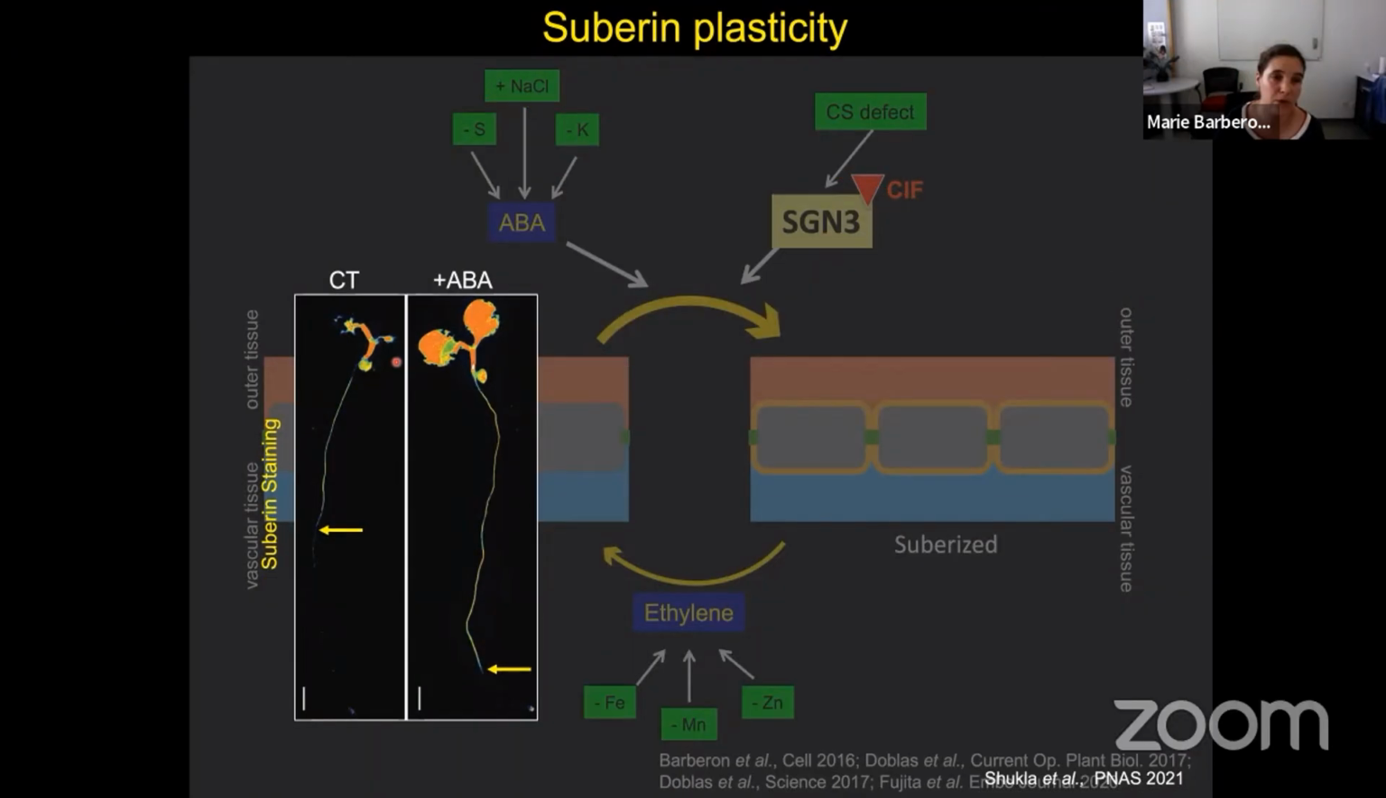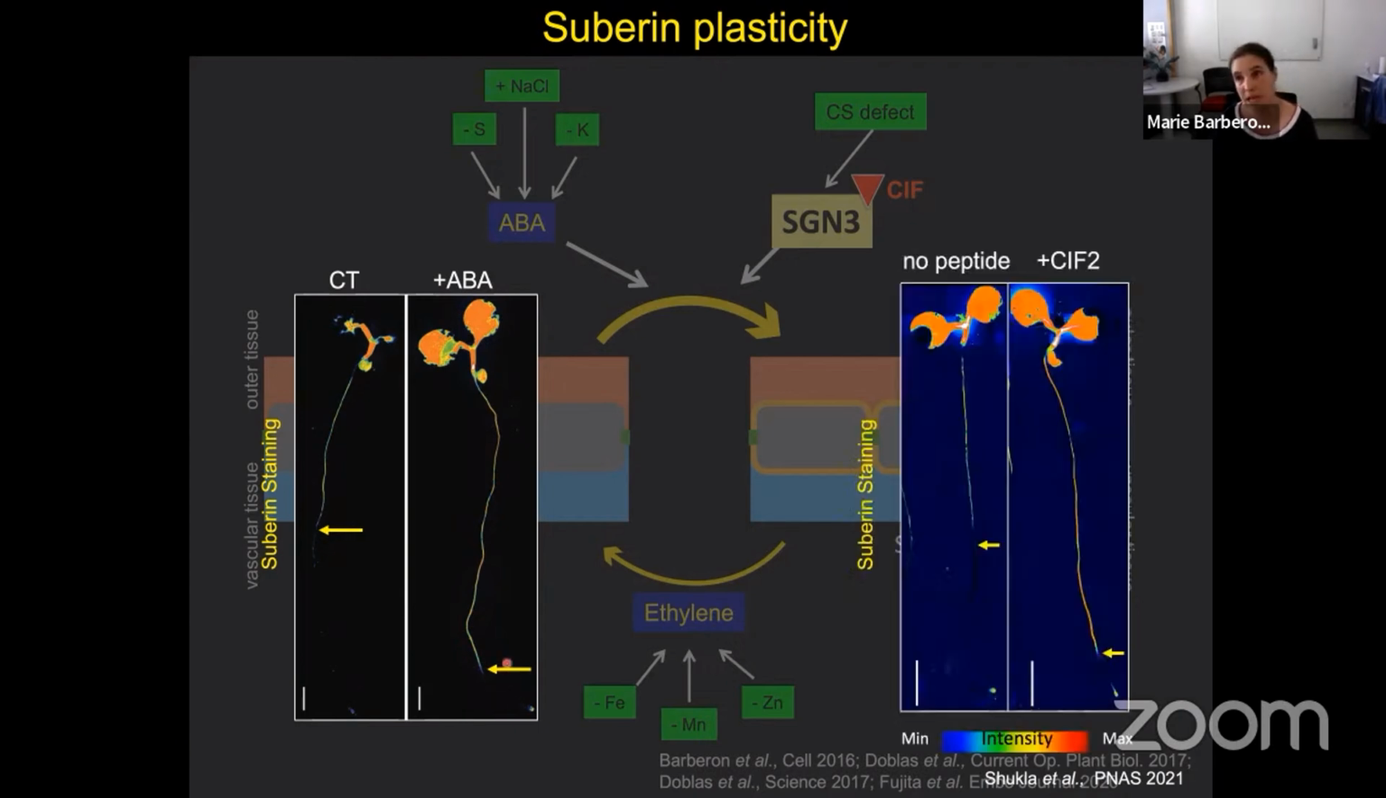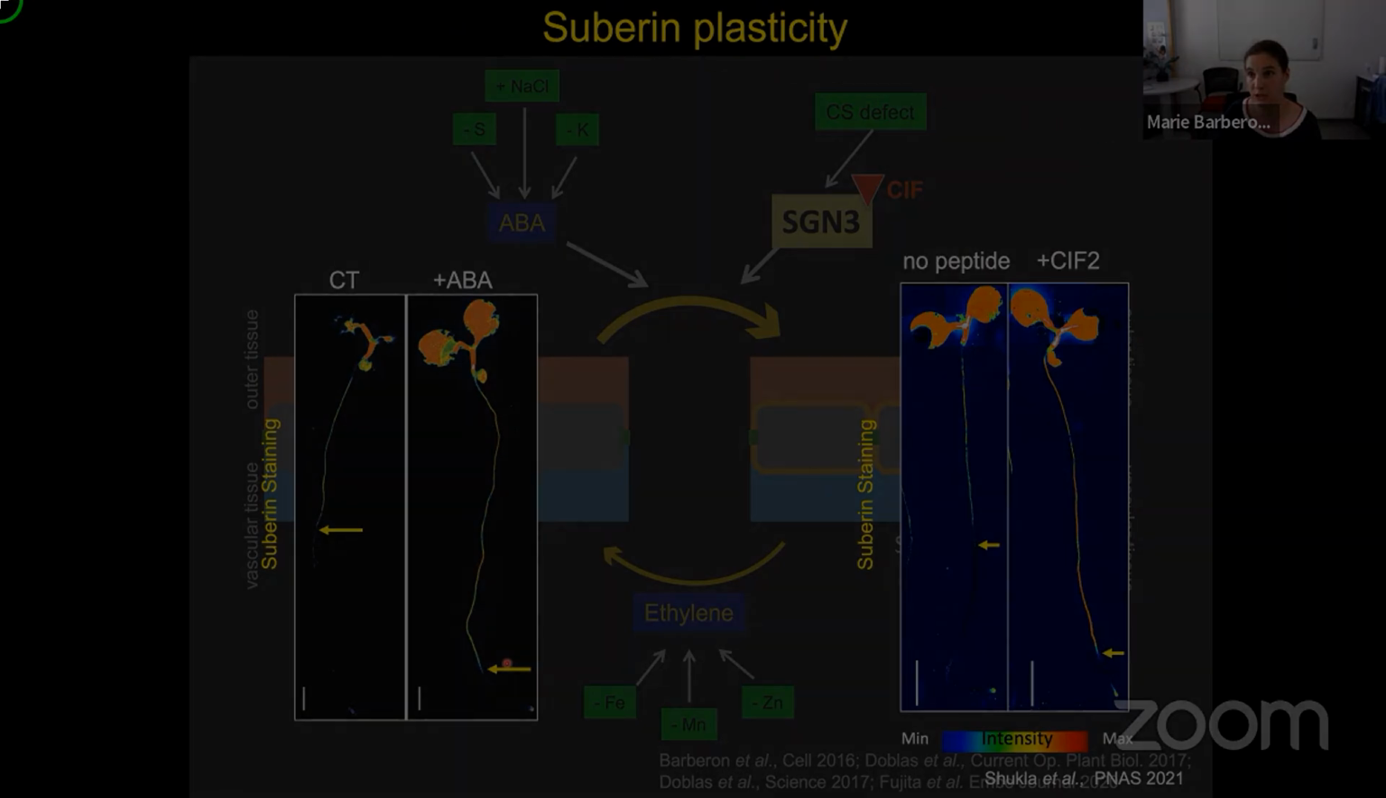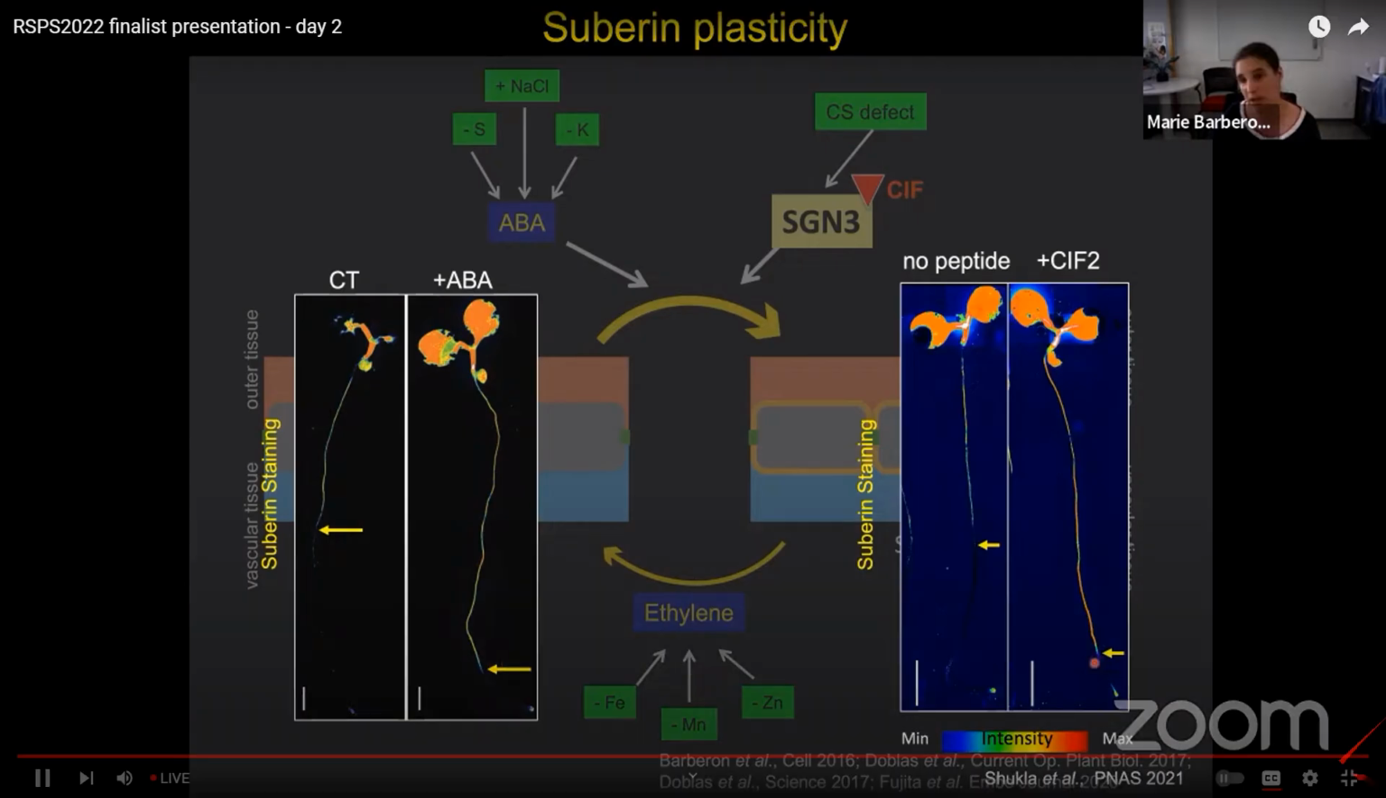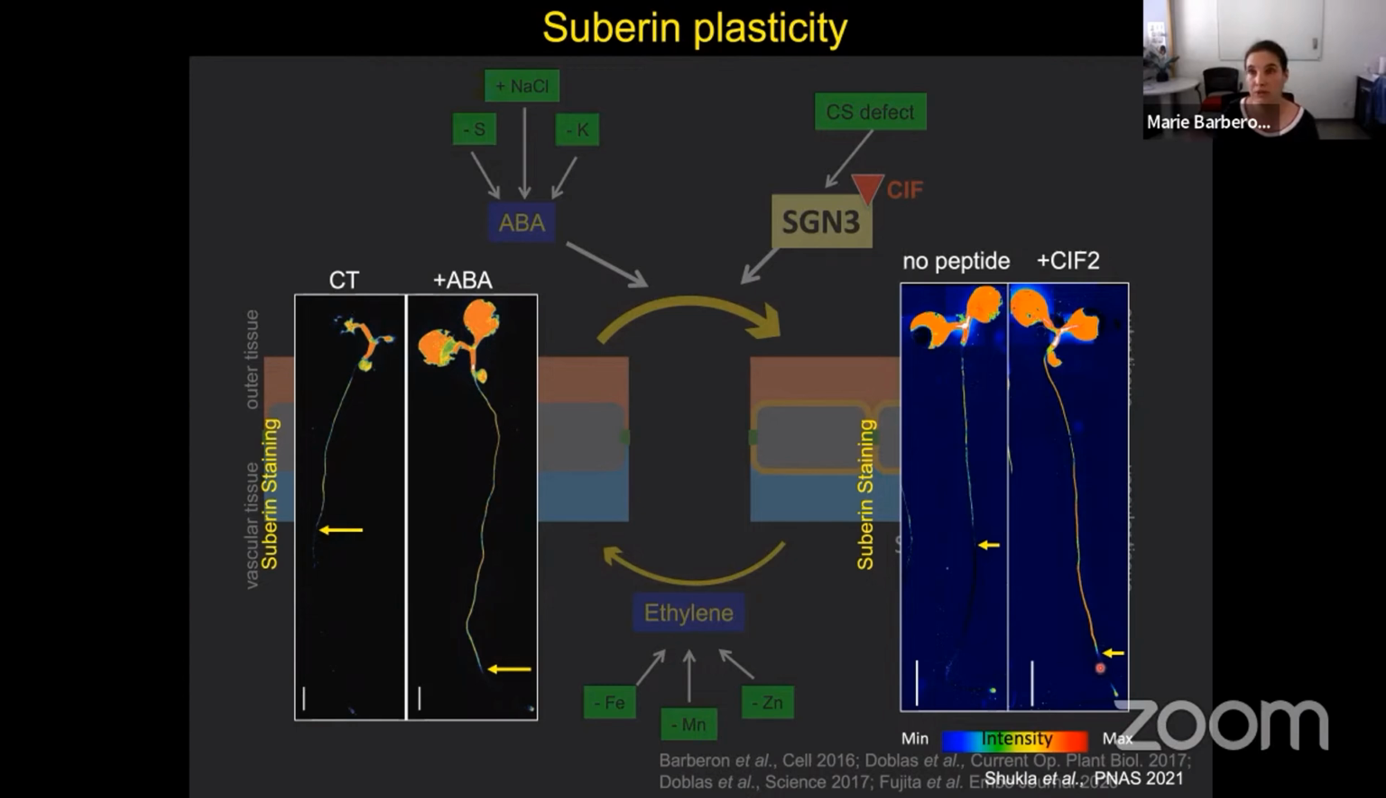And this is what I'm showing you here. When we apply ABA for a few hours to seedlings, we have an ectopic production of suberin very close to the root tip. And if we apply the CIF peptide to trigger Schengen 3 signaling, we also have an ectopic deposition of suberin very close to the root tip. We know genetically that these 2 pathways are independent.